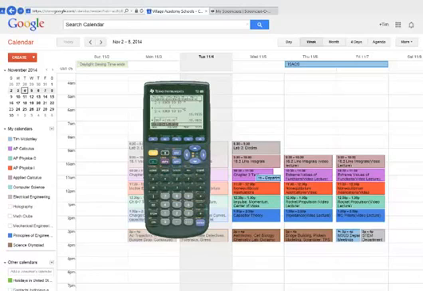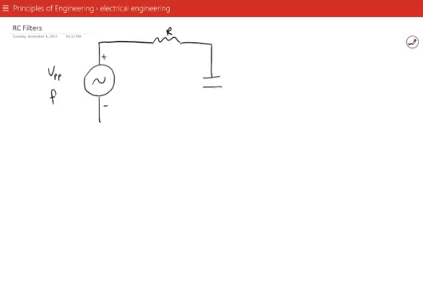Alright guys, so an application of what we were talking about last would be something called an RC filter, and it looks very similar to the circuits we were looking at before. So we're going to have an AC signal source with some voltage peak to peak and some frequency, and we could have a resistor first and then a capacitor, or we might have the capacitor first.